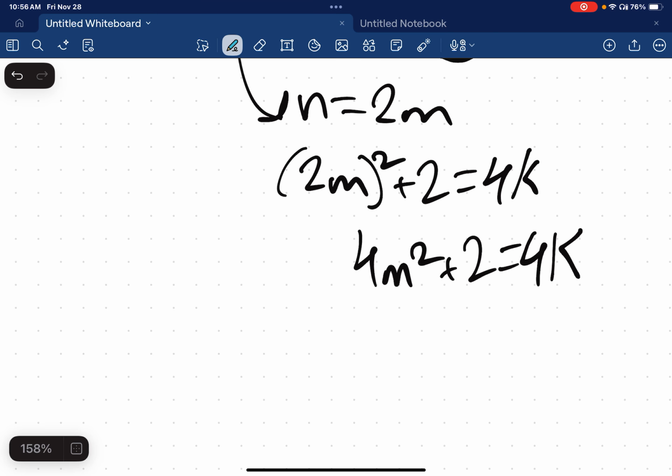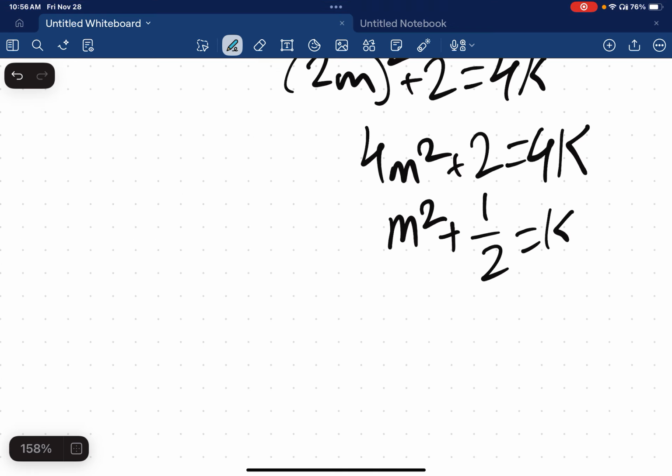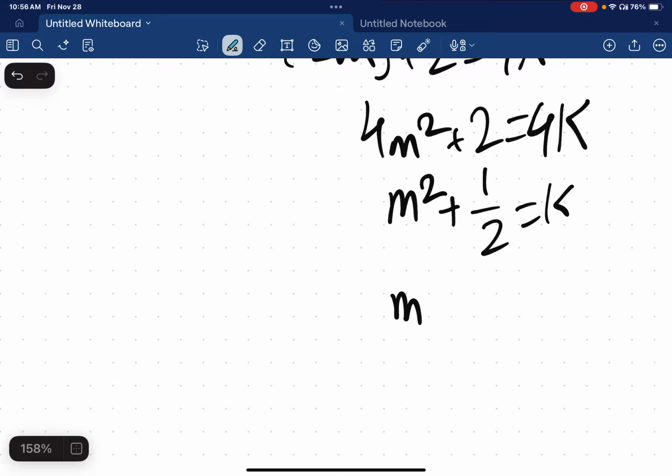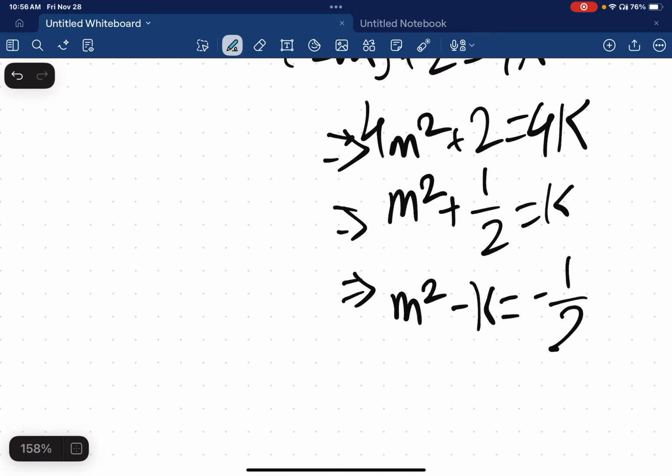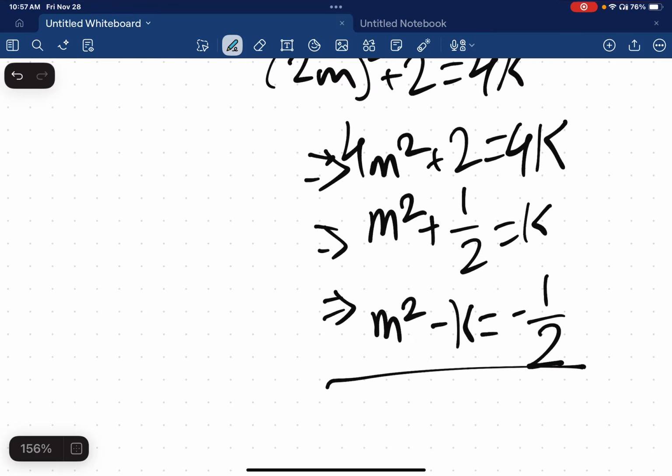And dividing everything by 4, we get m squared plus 1/2 is equal to k, which means that m squared, I should have these arrows on here, m squared minus k is equal to negative 1/2. And this is where our issue arrives.